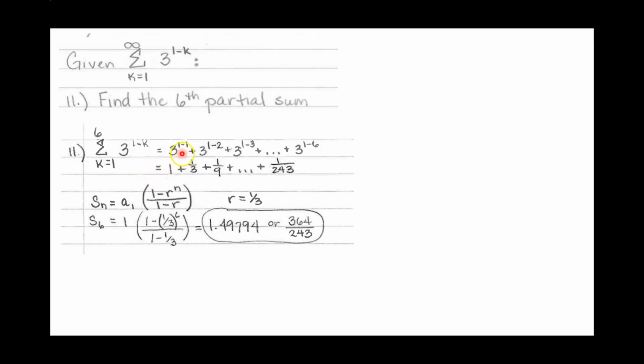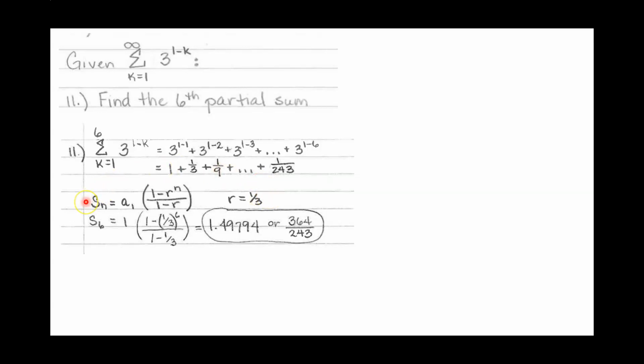So when I plugged in 1, 1 minus 1 is 0. So 3 to the 0 is 1. If I plug in 2, 1 minus 2 is negative 1. So 3 to the negative 1 is 1/3. Plug in 3, 1 minus 3 is negative 2. So 3 to the negative 2 is 1/9. So 1/3 divided by 1 is 1/3. And 1/9 divided by 1/3 is 1/3. So my ratio is going to be 1/3, and this is geometric.